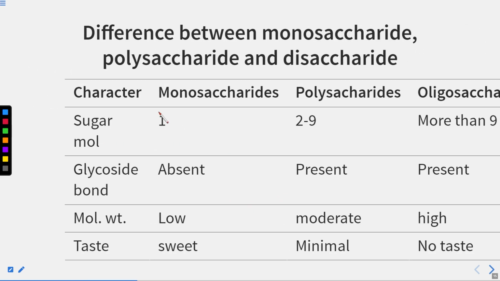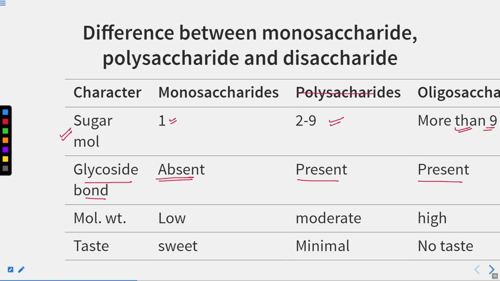Now here we have a table showing the difference between the monosaccharide, oligosaccharide, and polysaccharide. If we look at the number of sugar molecules, monosaccharide has 1 single sugar, oligosaccharide 2 to 9, and polysaccharide more than 9, always more than 9. The glycosidic bond is absent in the case of monosaccharide, whereas in oligosaccharides and polysaccharides, they are present.